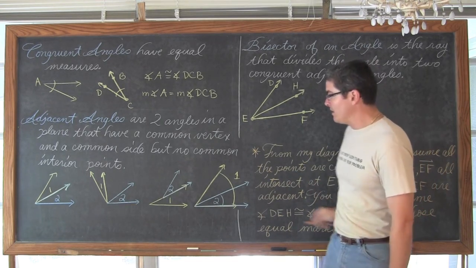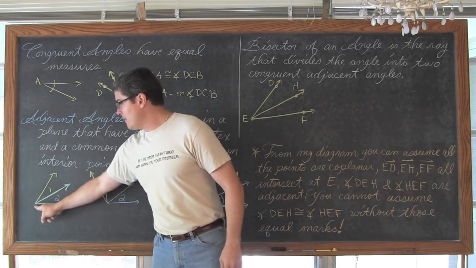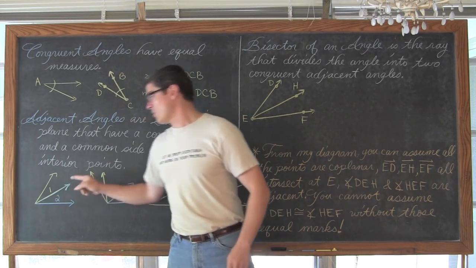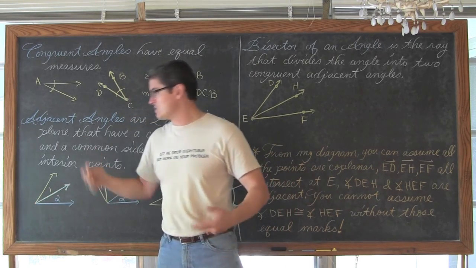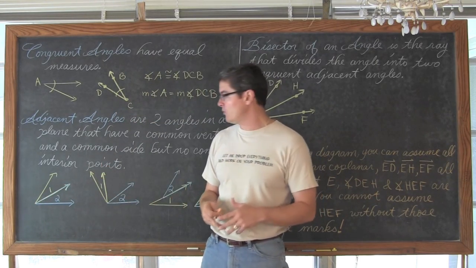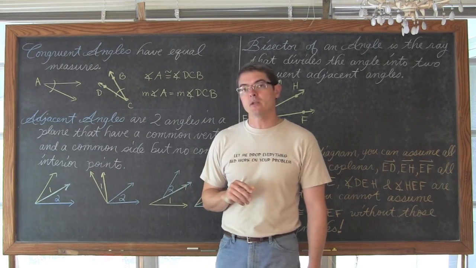Well, with our first one here, we have angle 1 and angle 2, the yellow and blue one. We have a common vertex, and they are, of course, sharing this entire side, this entire ray, which I don't have any letters to name it, but we do have a common vertex and a common ray shared between angle 1 and 2.